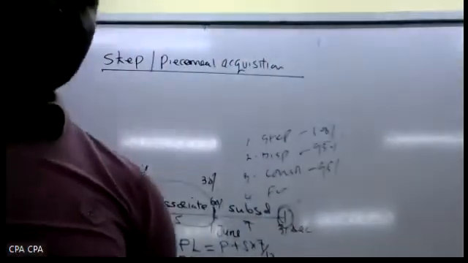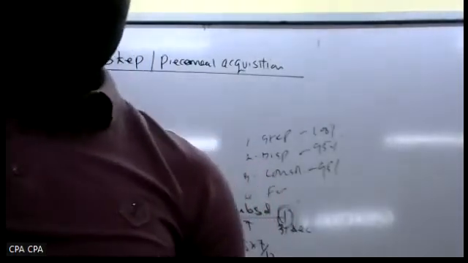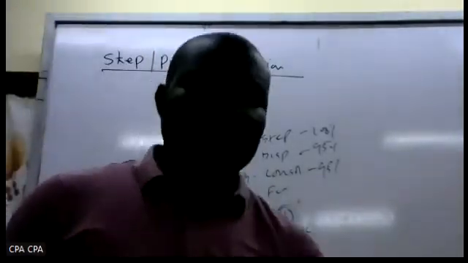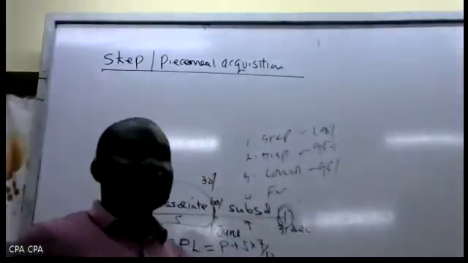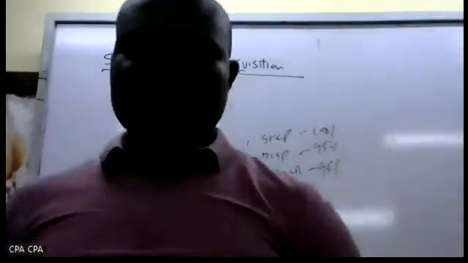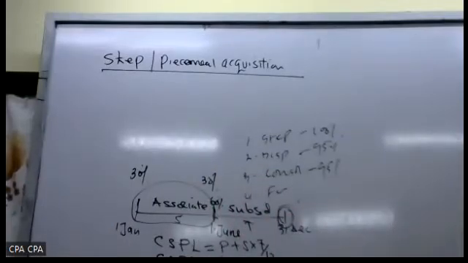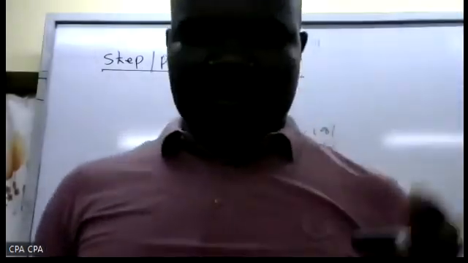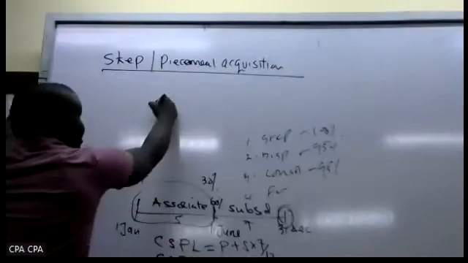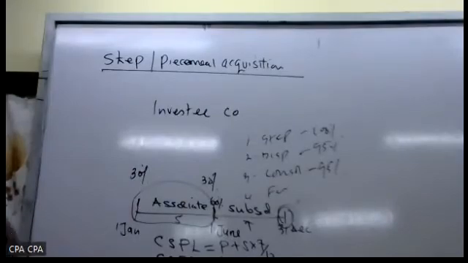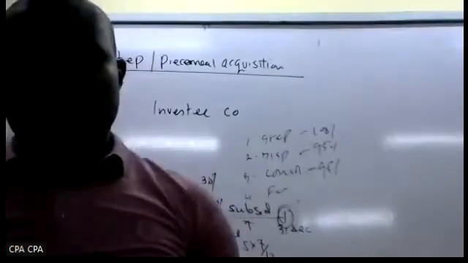So right there, say piecemeal acquisition arises. Piecemeal acquisition arises when the parent company obtains additional shareholdings in the investee company. Full stop.